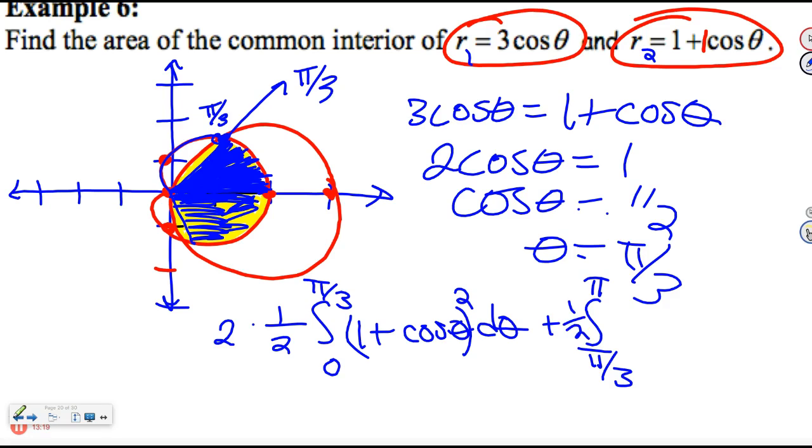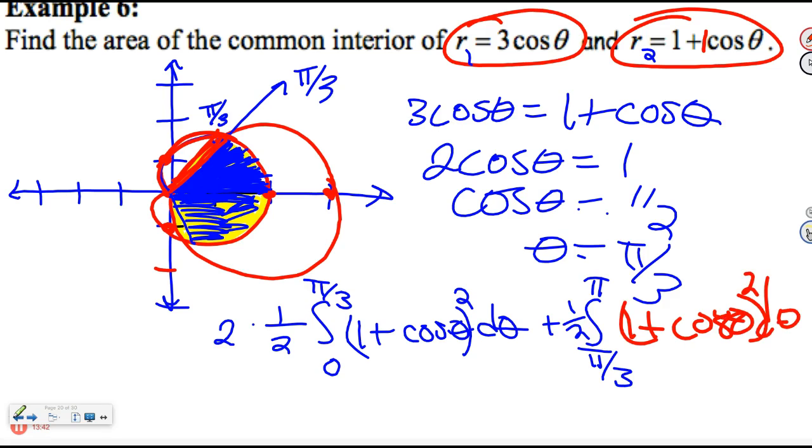1/2, but now what goes in my integrand? I'm now hitting, where am I? Whoa. I'm trying to get the sliver, correct? So you're now not on the circle anymore, you're on the cardioid. So you would do 1 plus cosine theta quantity squared d theta.